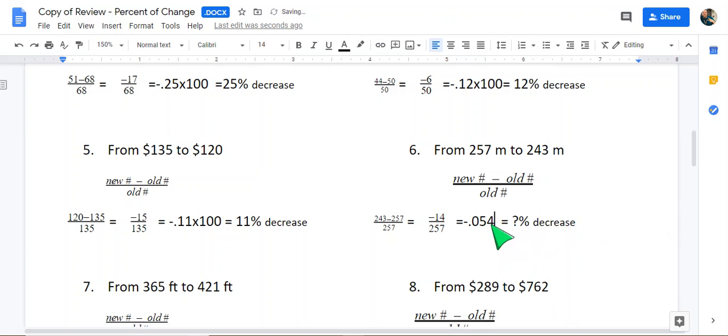So this can just be 0.54. Multiply this by 100, and I get negative 5.4. And then because it's decrease, I can just say 5.4% decrease. Okay?